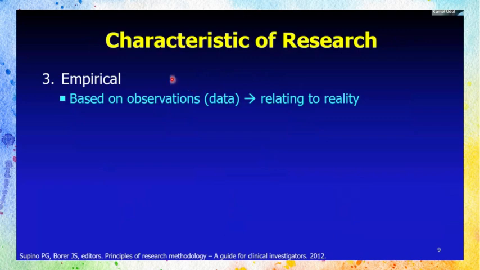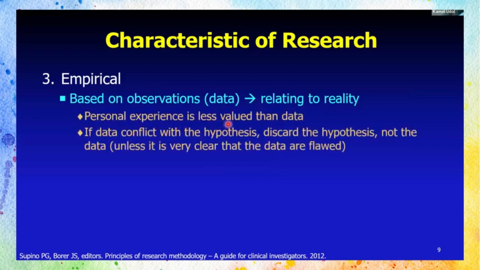The third characteristic of research is that research is empirical. Empirical means that for research, we put more emphasis on observations or data, because data is related to reality. What we observed, we believe that that's correct. So personal experience is less valued than data in research. We believe data more than personal experience.